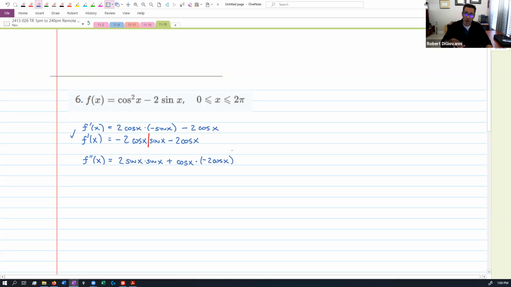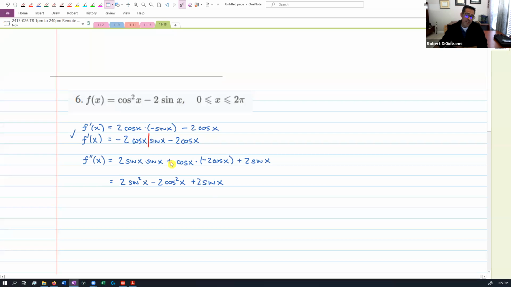And now I'm done with the product rule. I still need the derivative of the last term, which is going to be a positive 2 sine x, because when I take the derivative of the cosine, it spits out a negative and it was already being subtracted, so now it becomes a plus. I'm going to clean that up. This is 2 sine squared x minus 2 cosine squared x plus 2 sine x. And just pay attention, that's a negative 2 because that was a negative right there.